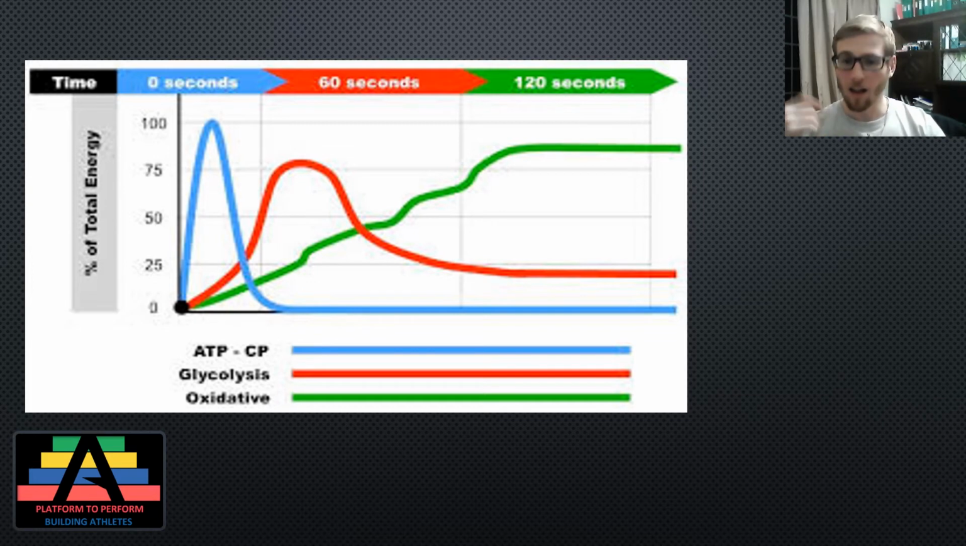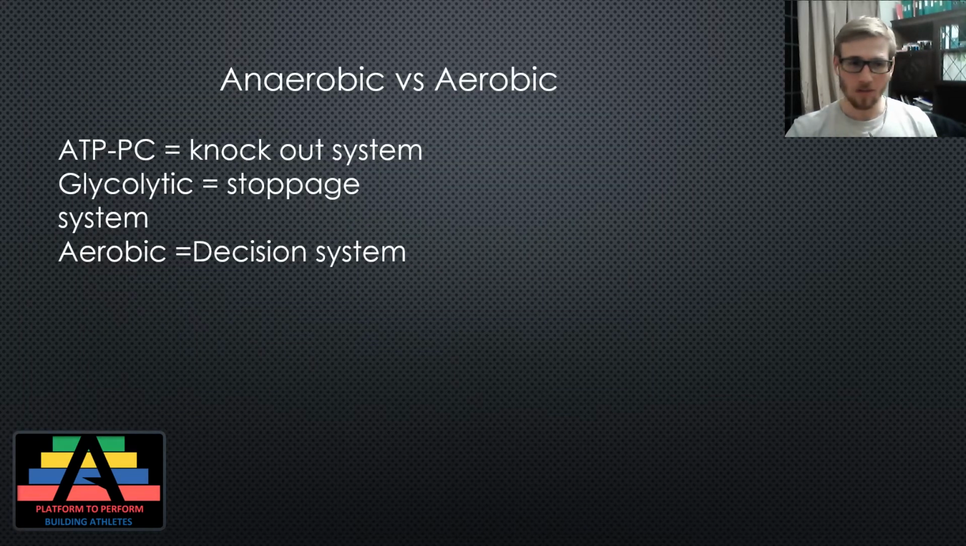Your glycolytic system is the equivalent of newspaper. So newspaper is going to burn for a little bit longer and it's going to last about 1 to 2 minutes. But then you've got to go and get some more. This is what I would call your stoppage system. So if you've got an opponent pinned against the ropes, you want to be able to have the power to be able to put them away.